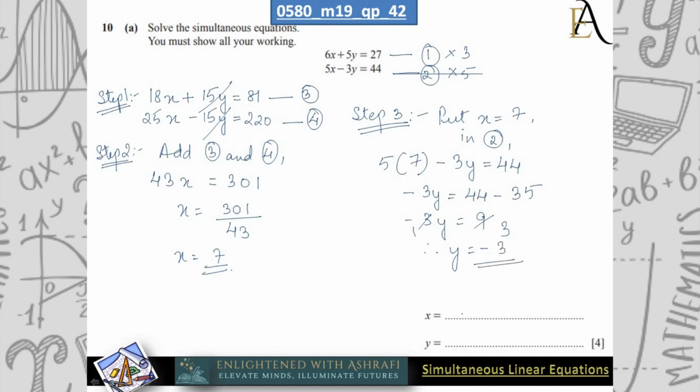This is for 4 marks, so the value of x is 7, the value of y is minus 3. You will get 1 mark over here, 1 mark here, 1 mark here, that is 3 marks, and for your final answer 1 mark, so 4 marks in total.